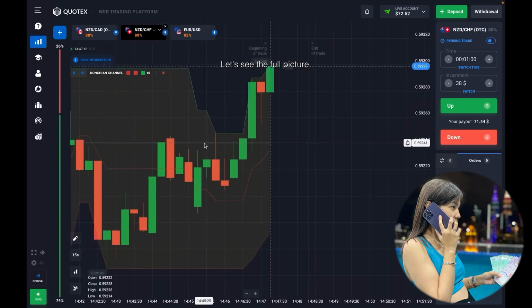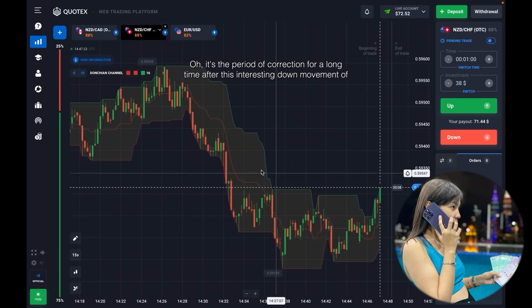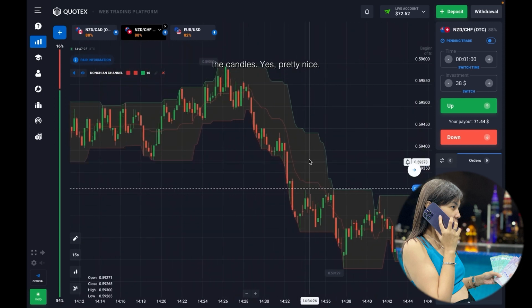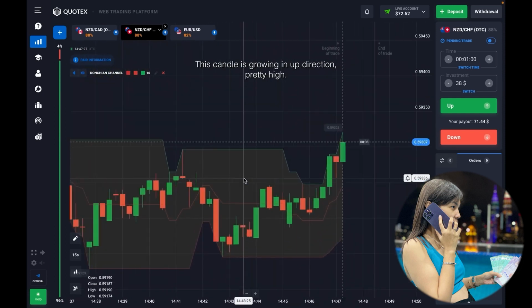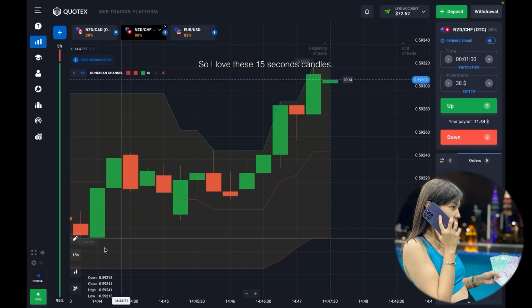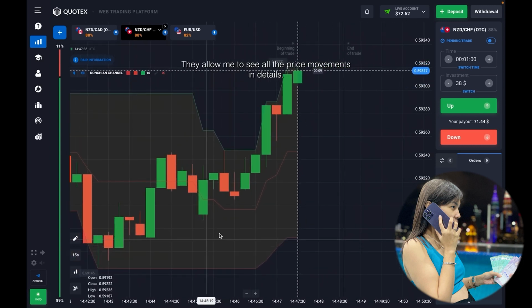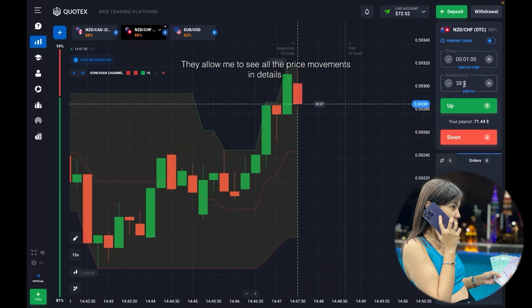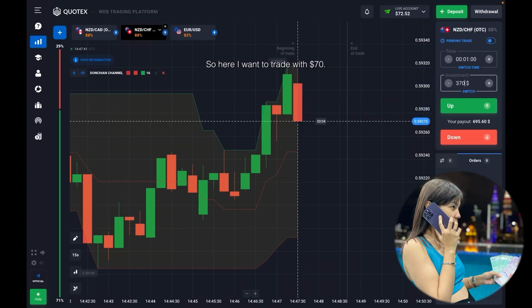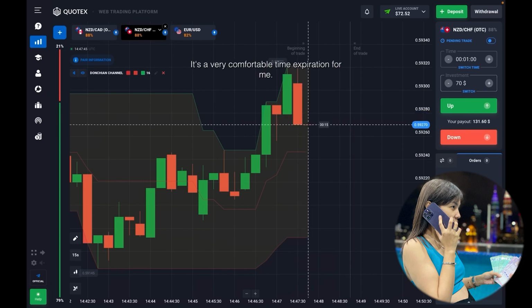Let's see the full picture, and it's a period of correction for a long time after this interesting down movement of the candles. Pretty nice. This candle is growing in up direction pretty high, and I really love these 15 seconds candles. They allow me to see all the price movements in detail. So here I want to trade with $70, and same for 1 minute. It's a very comfortable time expiration for me, and here be ready for put option right now.